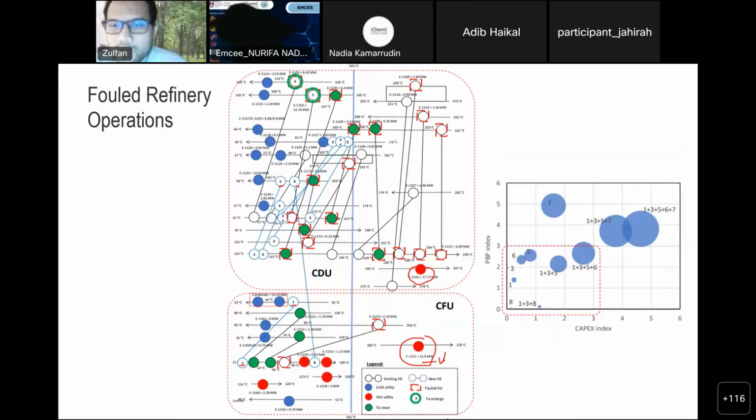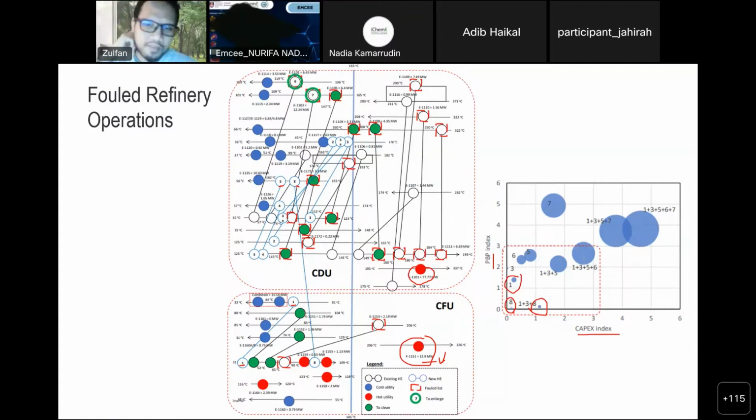So if we plot this cost, we can see the capex, and then we can see the payback period, and I plot them over here. So we could see that option 8 has the lowest capex and the lowest payback period, and option 1 plus 3 plus 8 is the second rank, and then option 1 is also doing very well. And then these other options are not so good in terms of the capex and the payback period.